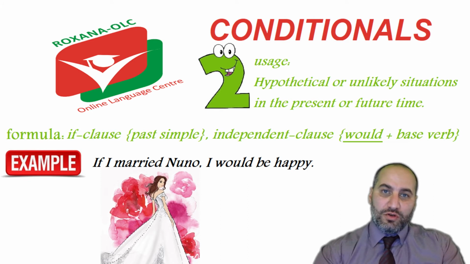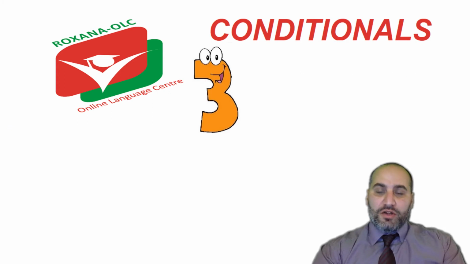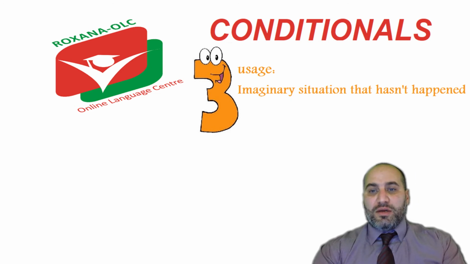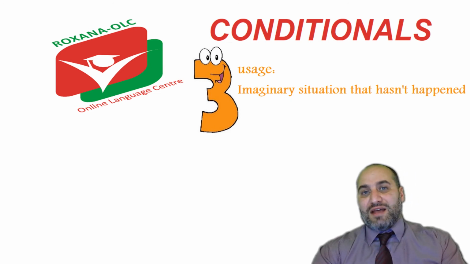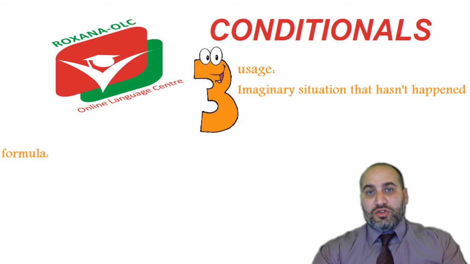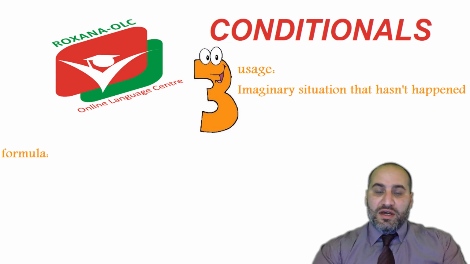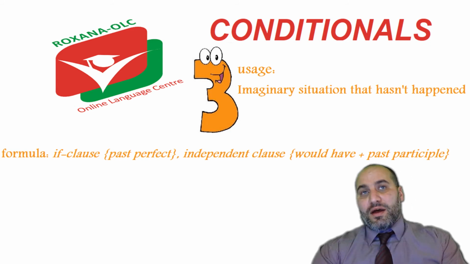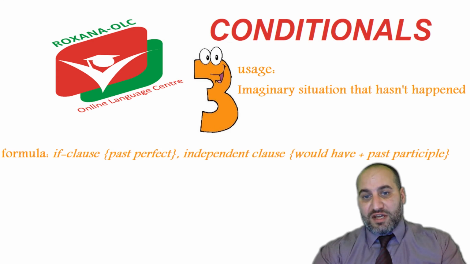Another type of conditional which is very important is the third type of conditional, or otherwise you can call this the impossible conditional. Its usage is for an imaginary situation that hasn't happened. That's why we call this impossible conditional. So the formula is your dependent clause or if clause is set in past perfect and your independent clause contains a modal verb, which is mostly would, and is set in present perfect tense.